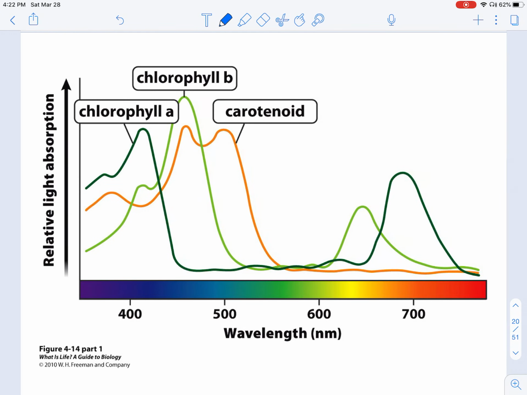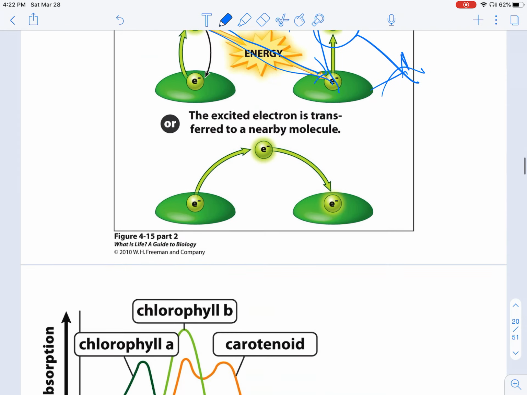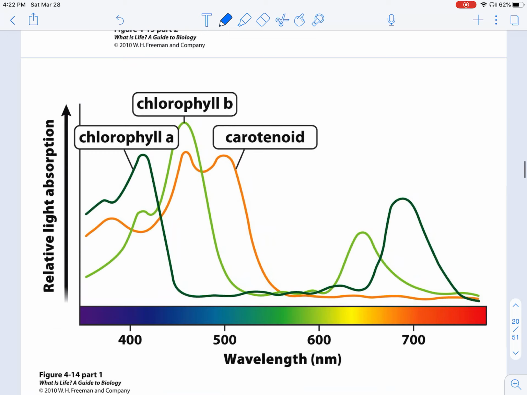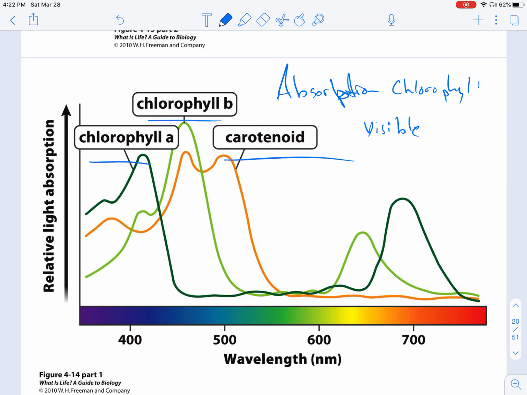And here, were we in class, I'd be doing this whole data analysis thing. But here you can look at the absorption of these chlorophyll molecules in terms of visible light. And you should see there are three pigments: chlorophyll A, chlorophyll B, and the carotenoids.